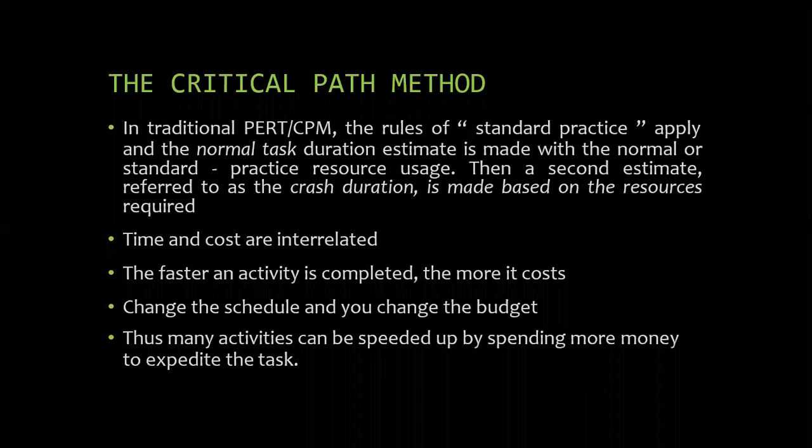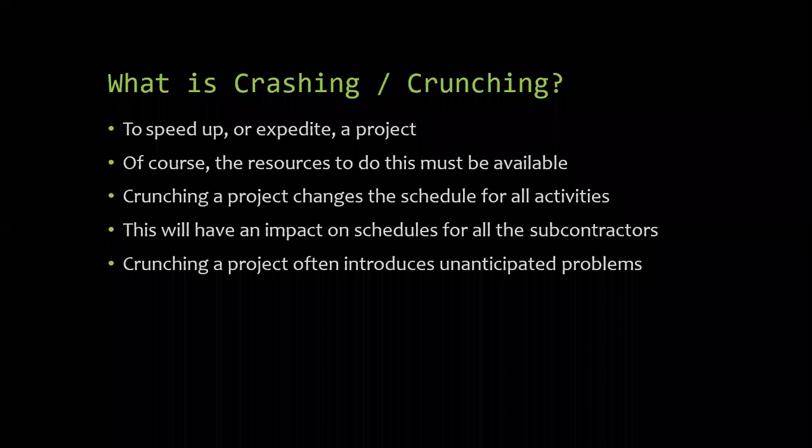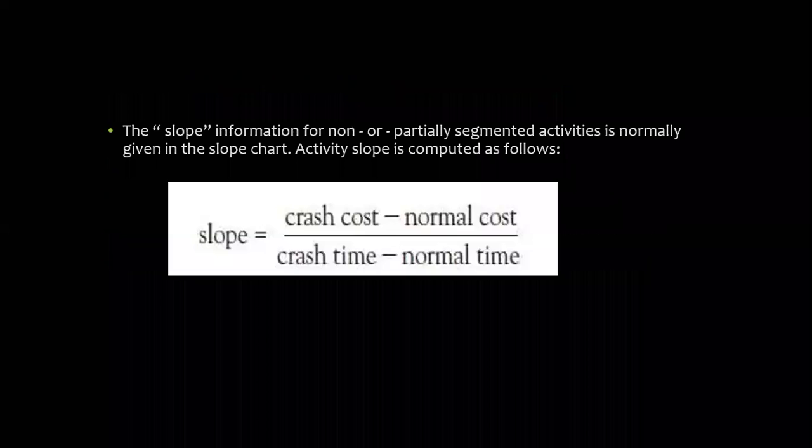Expediting the project, critical path method. What is crashing? We have studied. Crashing is nothing but reducing the project days, reducing the duration of the project, but at the same time, we have to balance the increased cost. So that particular example we have gone through. Then this formula you know: crash cost minus normal cost divided by crash time minus normal time, so that we can find out the slope.